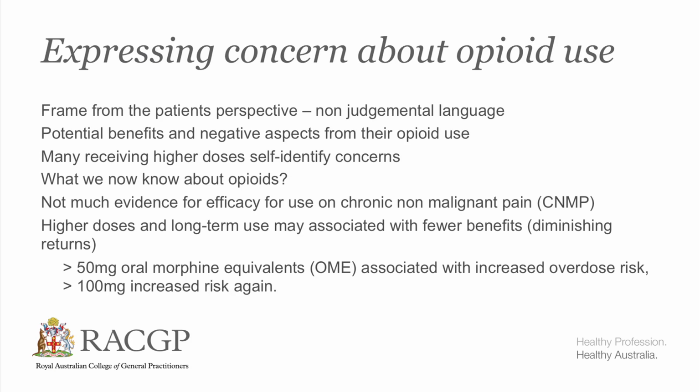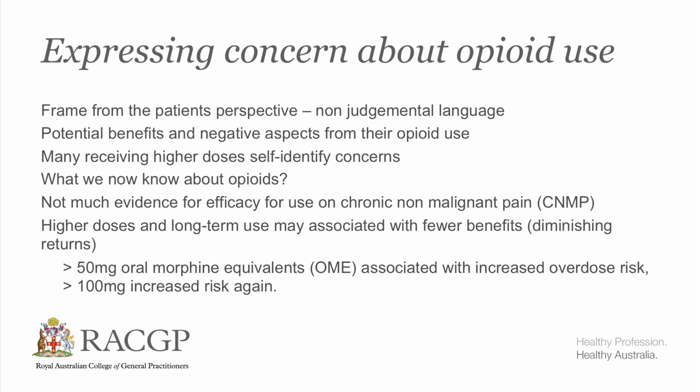Now, other people may not be so able to express it in that way, but it's really important to work with them around what is happening for them and use non-judgmental language. Things like addict or junkie, those kinds of words are not very useful. And working with them to look at what are the good things about the opioid use, what are the less good things about their opioid use, and where do they sit with it.